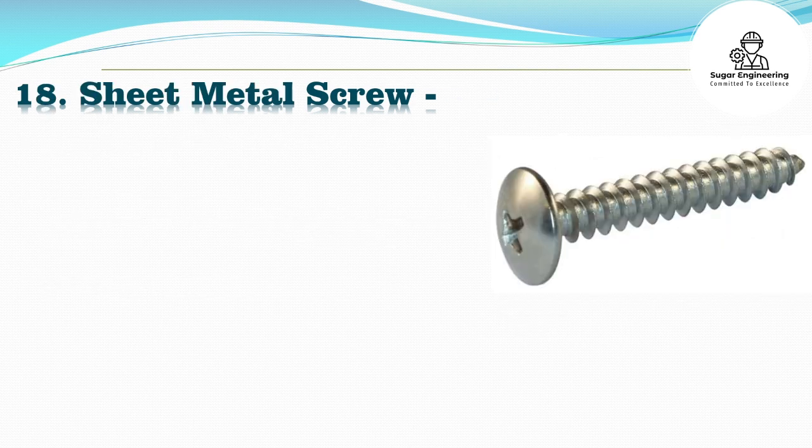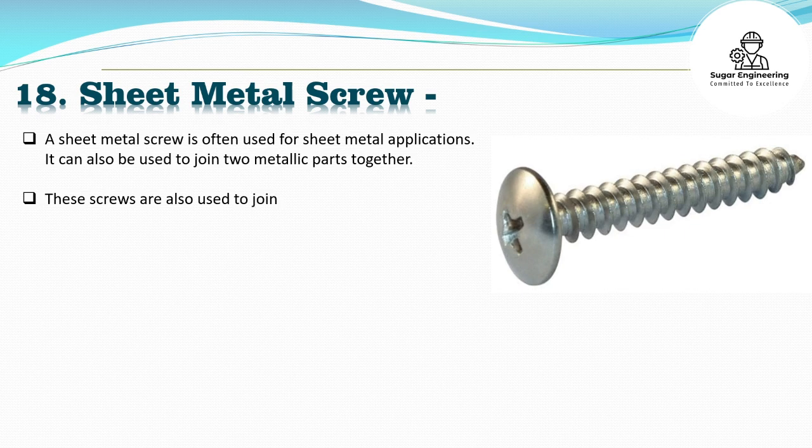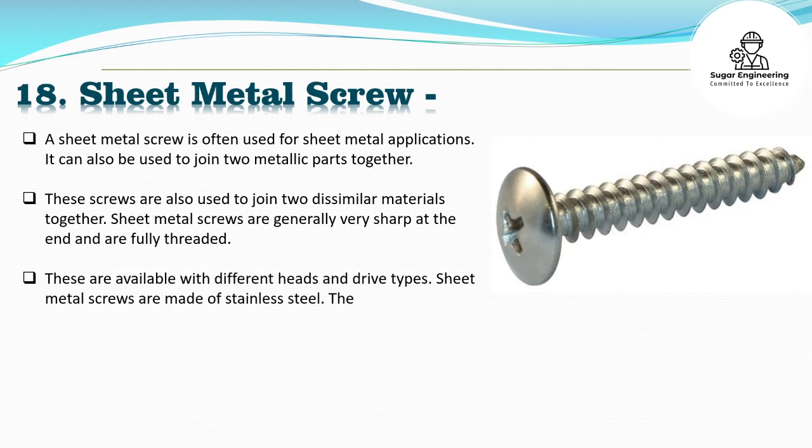18. Sheet metal screw. A sheet metal screw is often used for sheet metal applications. It can also be used to join two metallic parts together. These screws are also used to join two dissimilar materials together. Sheet metal screws are generally very sharp at the end and are fully threaded. These are available with different heads and drive types. Sheet metal screws are made of stainless steel. The screws are resistant to corrosion and highly durable.